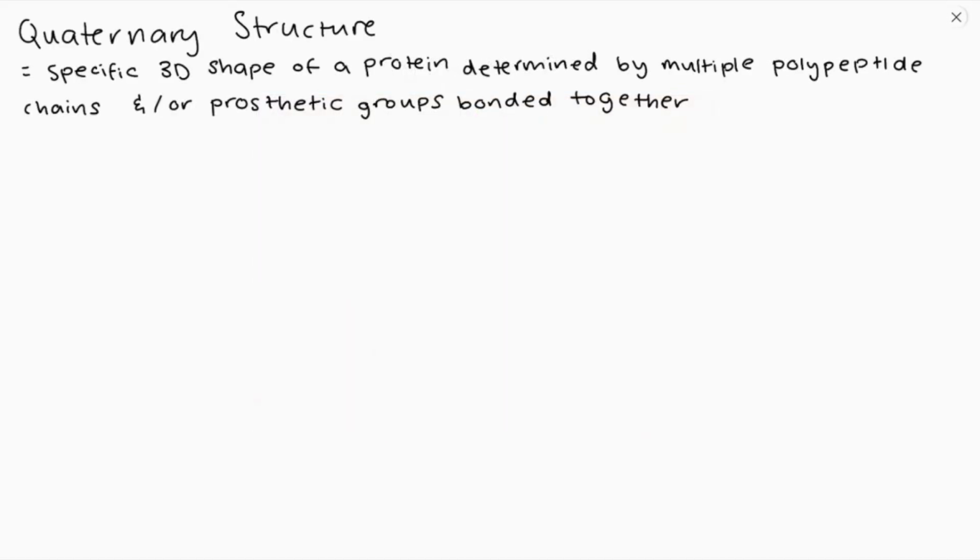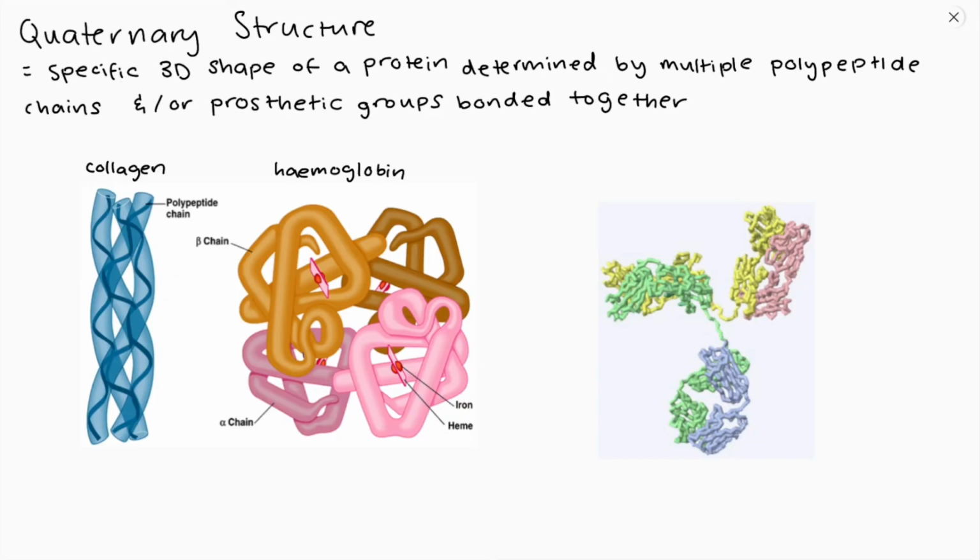The quaternary structure is the specific 3-dimensional shape of a protein, determined by multiple polypeptide chains, which are called subunits, and or prosthetic groups bonded together. Prosthetic groups are non-protein components which are necessary for a protein to function. The quaternary structure is actually not rigid and can slightly shift its subunits to perform its function better.